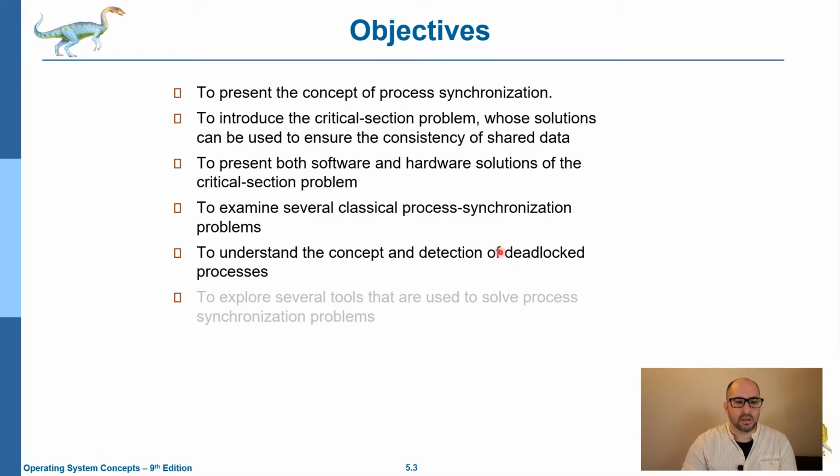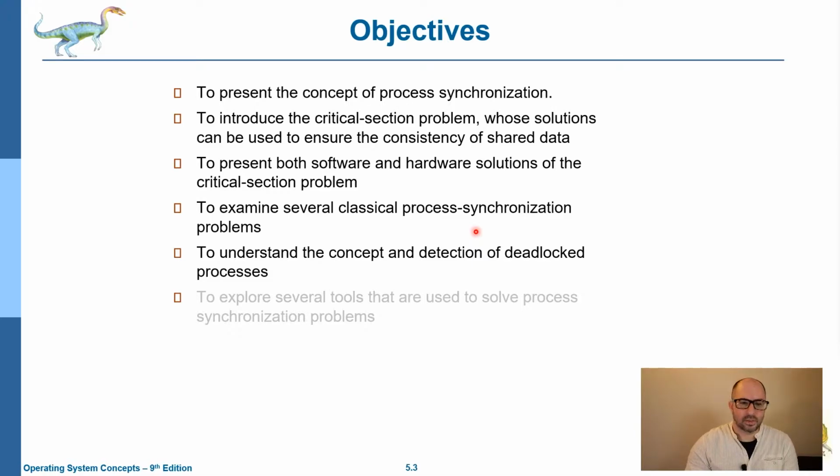Our objectives today are to present the concepts of synchronization, to introduce what a critical section is and what the critical section problem is, and how we can solve that problem to ensure consistent data across multiple processes or threads of execution. We'll explore both software and hardware solutions to that problem, and then we'll look at some other synchronization problems and deadlock as well.